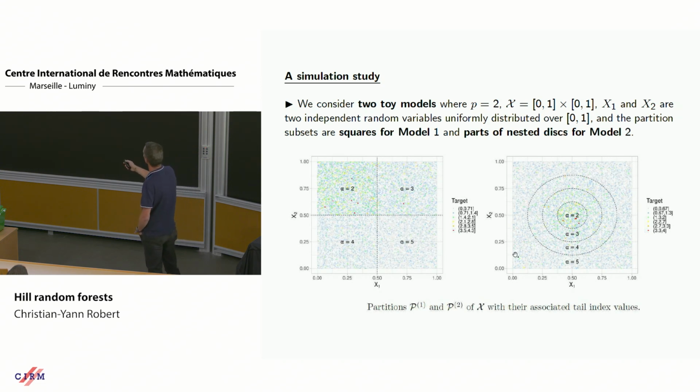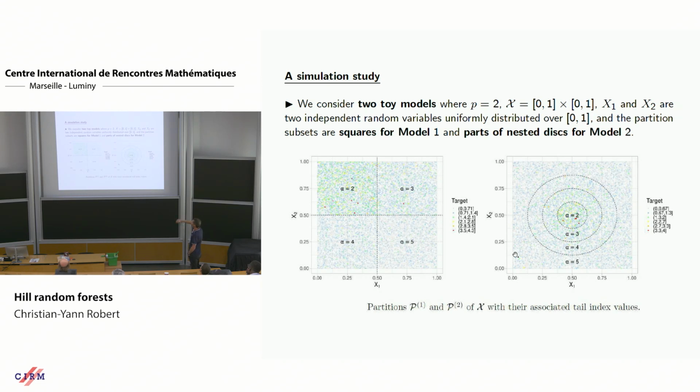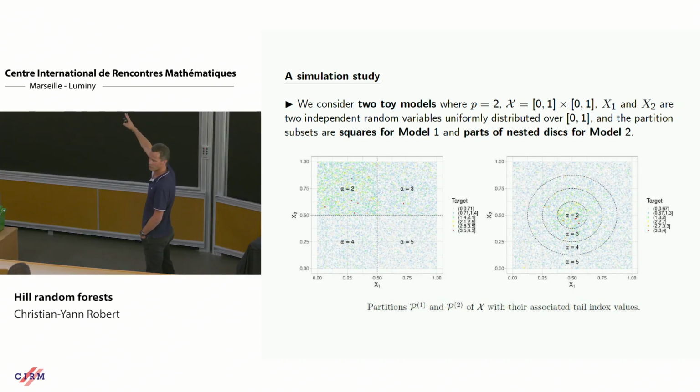For model 1, actually, we have a tail function with 4 values for the 4 quarters of the square 0, 1, 0, and 1. So 2, 3, 4, and 5. And actually, for a regression tree, it's not so difficult to estimate such a shape, because the tail regression tree actually splits the space with horizontal or vertical lines. So it's not a difficult task to estimate such data.